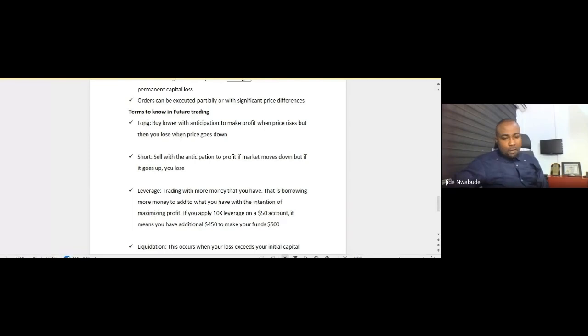Long means buying low with the anticipation of making a profit when the price rises. However, if the price goes against us, we'll lose money. Remember, it's speculation. You're speculating. In futures trading, you're not buying tangible assets. You're betting on price, that this is going to go up. I'll say it will go up. You say it will not go up. So we'll bet money. If I bet that the market is going to go up, I'm classified as a long trader. But you who say the market is going to go down, you're a short trader.